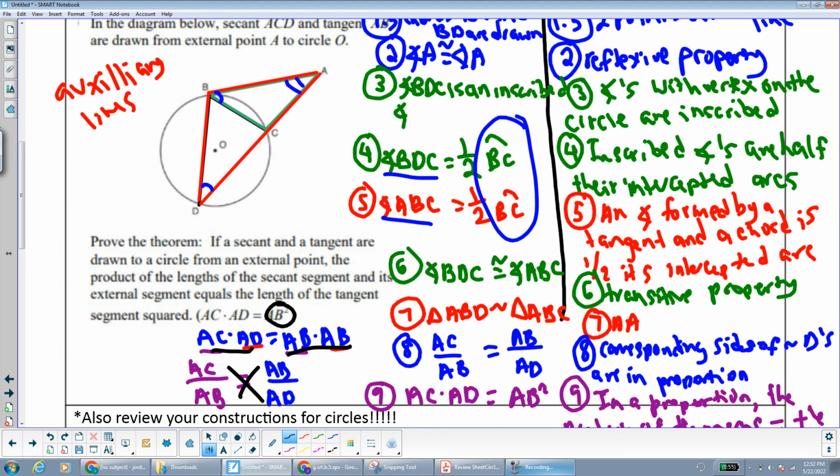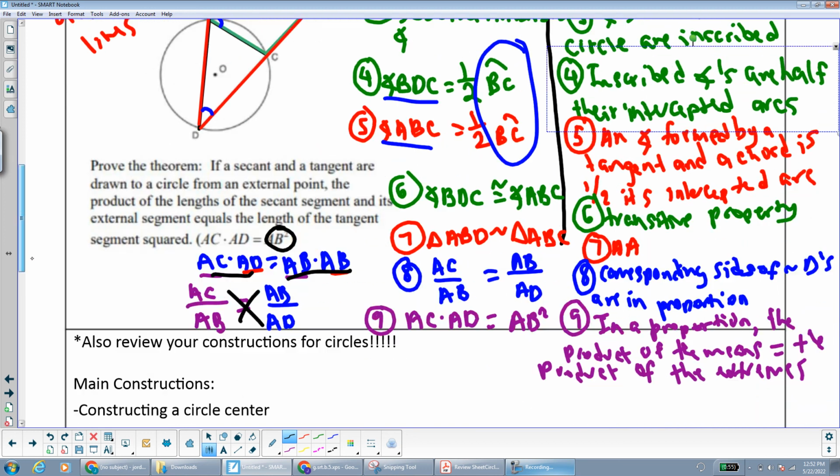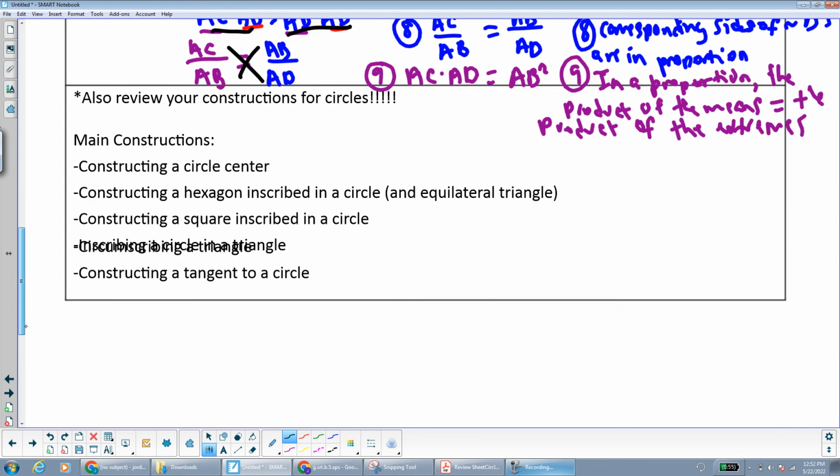And the reason is corresponding sides of similar triangles are in proportion. Remember, when you're proving a proportion, the same reason can be used every time to justify it. And finally, right after that, we are proving the product. And for proving the product, it's the same reason every time as well. In a proportion, the product of the means is equal to the product of the extremes. And we are done.